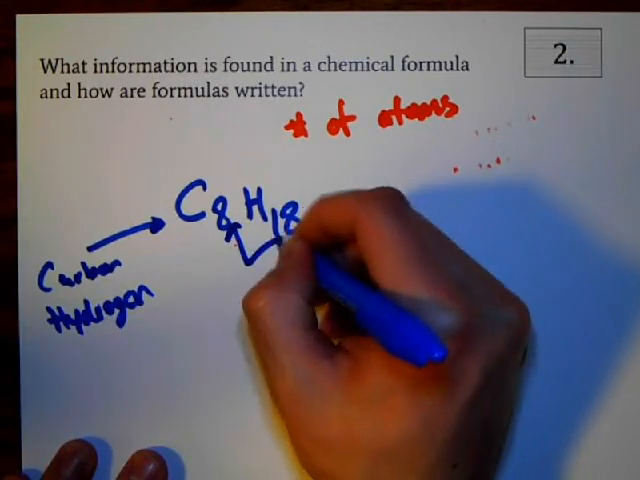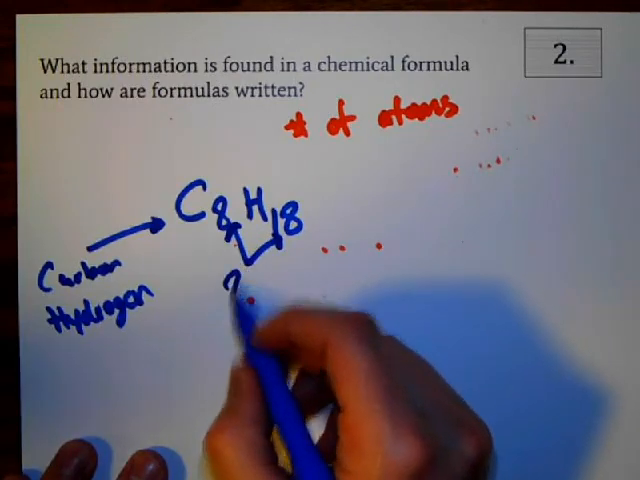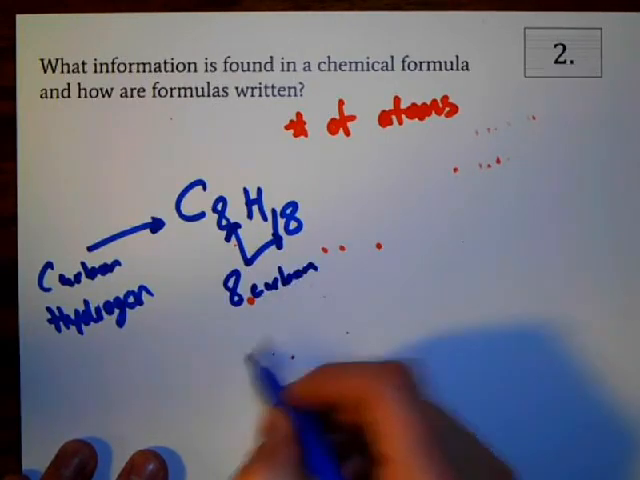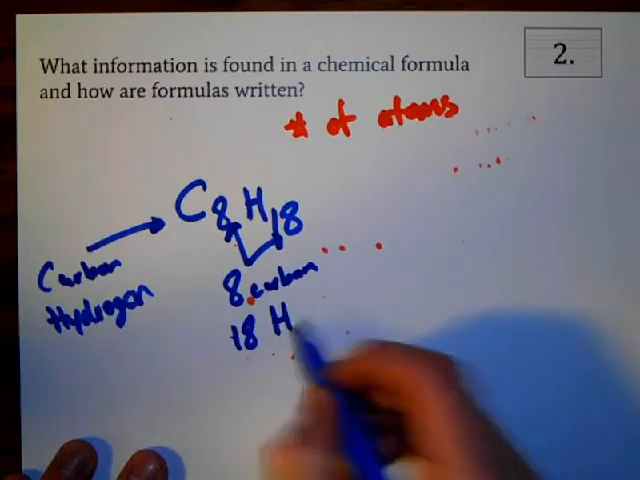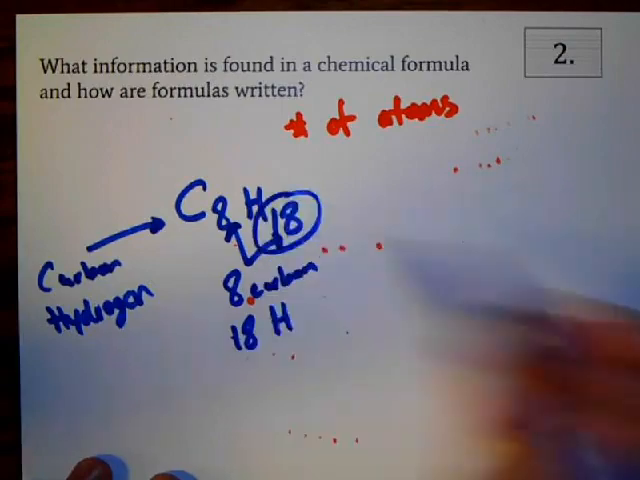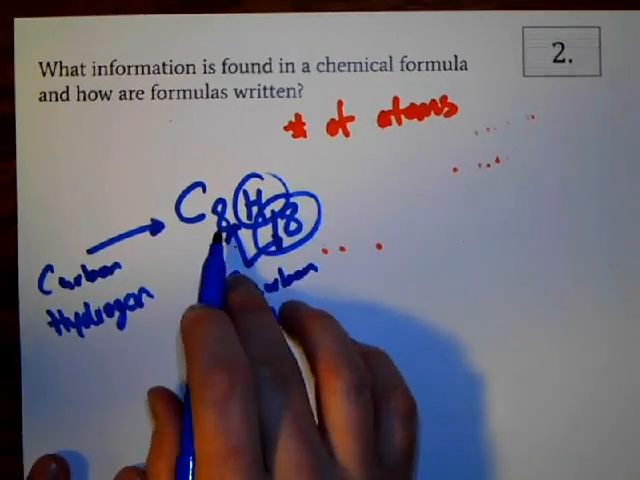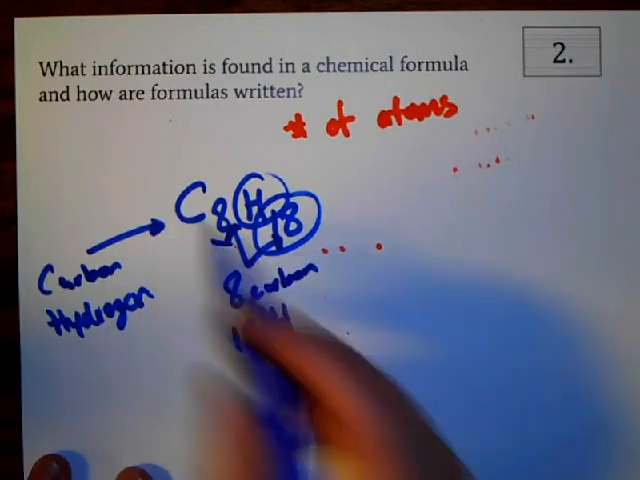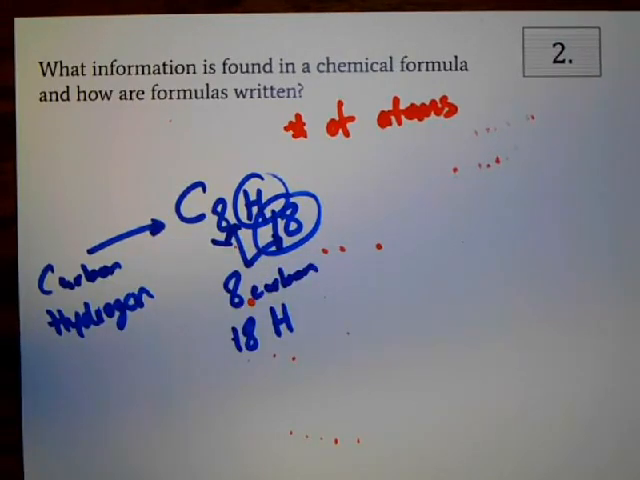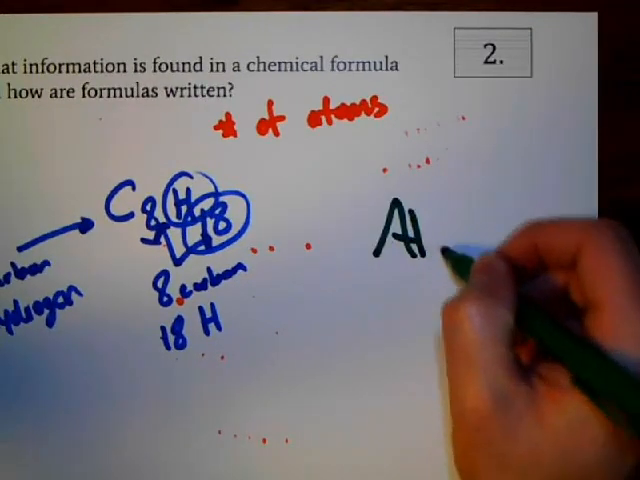The second thing tells me how much I have of each. So the subscripts here tell me I have 8 carbon atoms and I have 18 hydrogen atoms. So a chemical formula tells me the number of atoms and what type of atoms we have. So 18 hydrogen and we have 8 carbon. Again, the subscripts come immediately after the element. So there's one more I'm going to give you that's a little bit more difficult to grasp, but the more we see it, the easier it'll get.